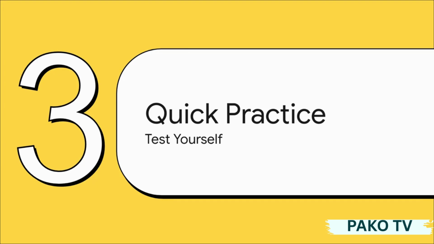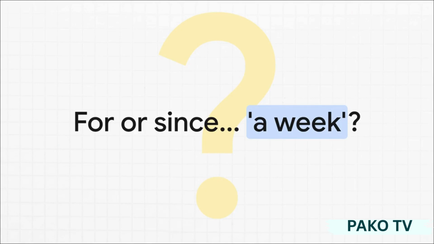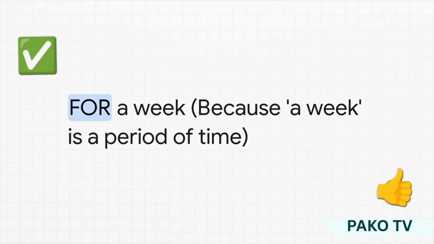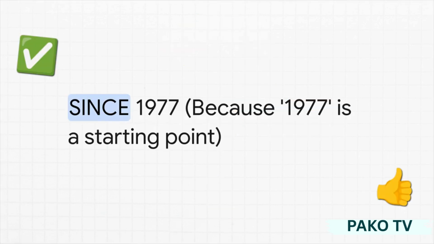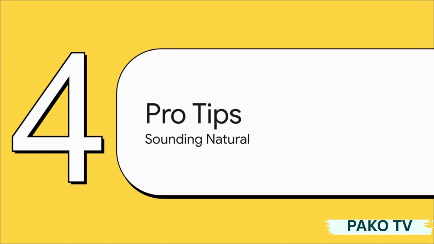Okay, theory's over. Now it's time for a little practice to make sure this stuff really sticks. You ready? Let's do a quick round. All right, first one, for or since. A week? Just ask yourself, is a week a measurement or is it a starting point? It's for a week. Yes, because a week is a period of time, right? It's a duration of 7 days. You're measuring. Perfect. Okay, what about this one? The year 1977. Is that going to be for or since? Exactly. It's since 1977. Because a specific year like that isn't a duration. It's a point in time. It marks the start. You're absolutely getting this. Okay, you have seriously nailed the fundamentals.